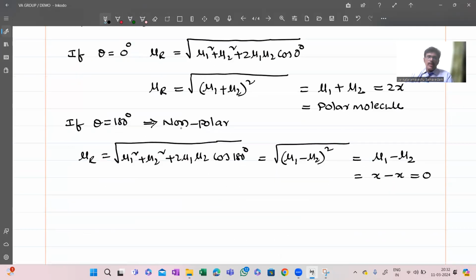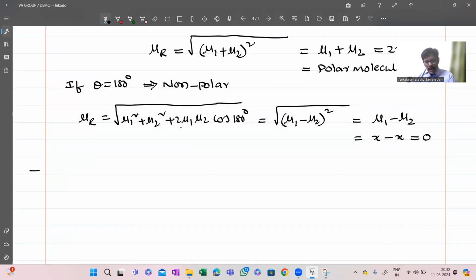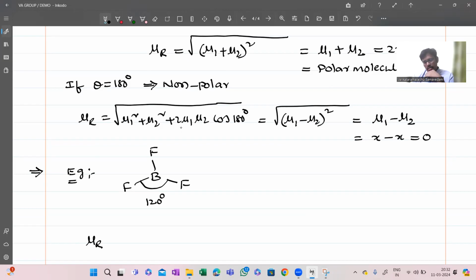So, the same example, I can explain by using another formula also. I will take another formula to explain the BF3 molecule, why it is a non-polar molecule. This is also a polyatomic molecule. If you see, between any two bonds the bond angle is 120 degrees. If you want to find the resultant bond moment when the bonds are similar, here you see the bond moment boron to fluorine is X, here also boron to fluorine is X, here also boron to fluorine is X.